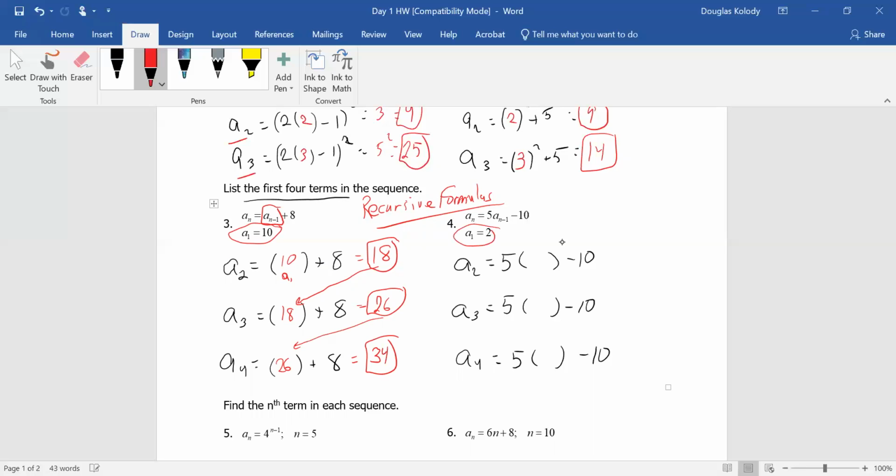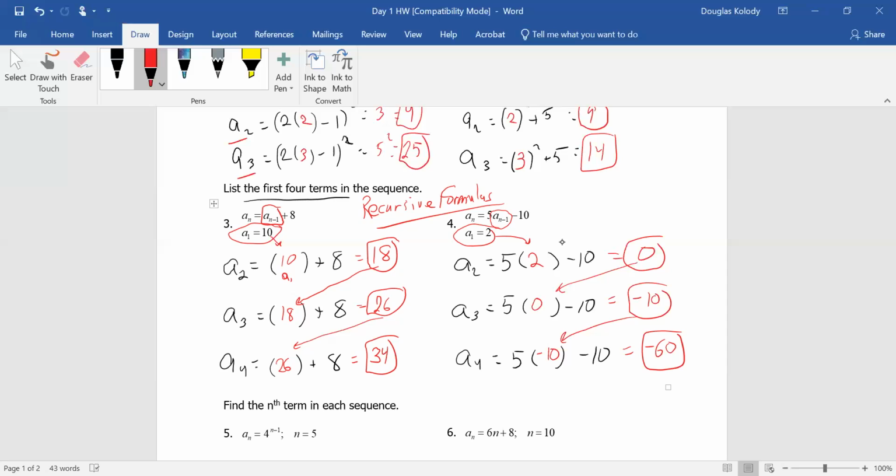Okay, number 4, recursive formula. They give you the first term as a gift. Then the recursive formula itself is 5 times the previous term, minus 10. So to find a sub 2, I take 5 times the previous term, which is the 2. All right, and 5 times 2 is 10, 10 minus 10 is 0. Then I take the previous term to a sub 3, which is the 0 we just found. 5 times 0 is 0. 0 minus 10 is negative 10. To find a sub 4, I take the previous term, which is the negative 10. 5 times negative 10 is negative 50. And negative 50 minus 10 more is negative 60.